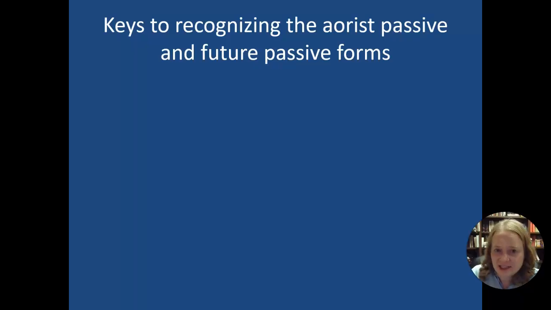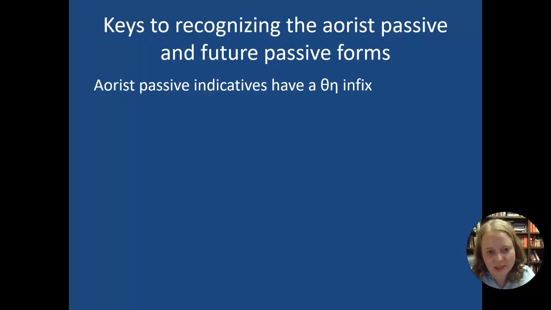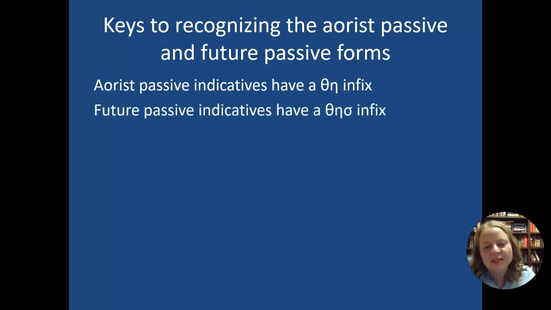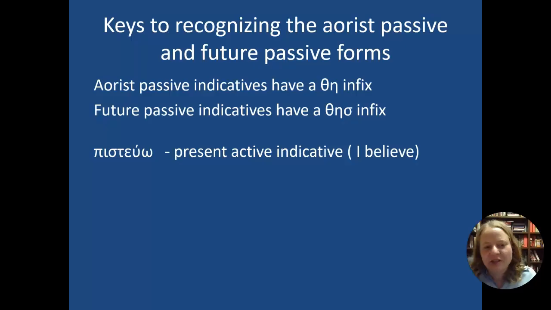Here's the way to recognize them, and recognition is key to the game. I don't think you have to memorize anything here. You have to recognize. Aorist passive indicatives have this theta, eta infix. So you're going to look for a theta and an eta. Future passives have a theta, eta, and a sigma. No surprise, because futures always have a sigma, right? And so it's going to look like this.